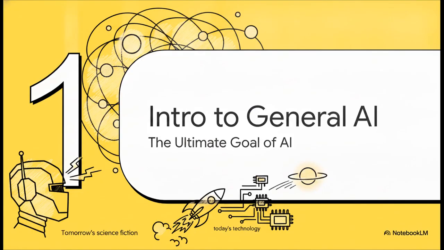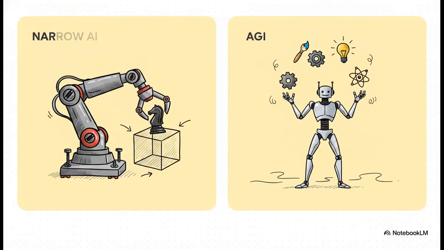So, Section 1, Introduction to General Intelligence: Understanding the Ultimate Goal of AI. There is a pretty stark contrast between the tech we have right now and what we're actually trying to build. Today, we live in a world of what's called narrow AI. Now, these systems are incredibly competent, sure, but they're strictly confined to really well-defined tasks. Think of IBM's Deep Blue beating a grandmaster at chess, or AI models that predict protein structures.